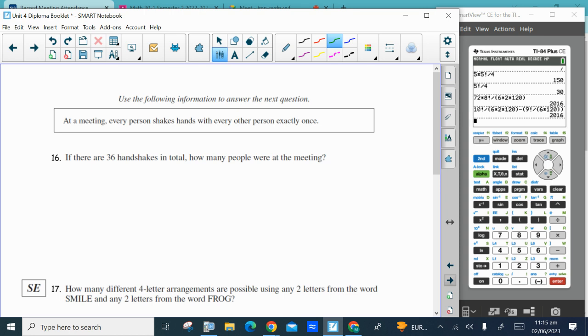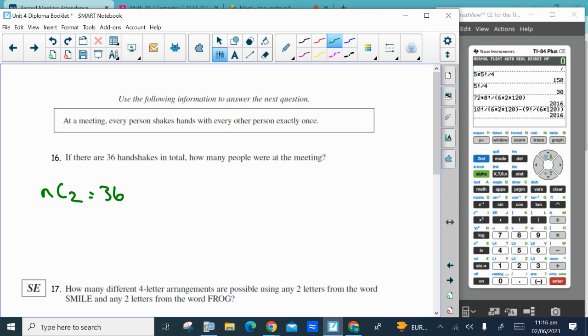Number 16, at a meeting, every person shakes hands with every other person exactly once, and there are 36 handshakes in total. How many people were at the meeting? We've seen questions like this before. This is basically saying that nC2 equals 36. Order doesn't matter. 2 people have to come together to shake hands. That's where the 2 comes from. How many people are there?